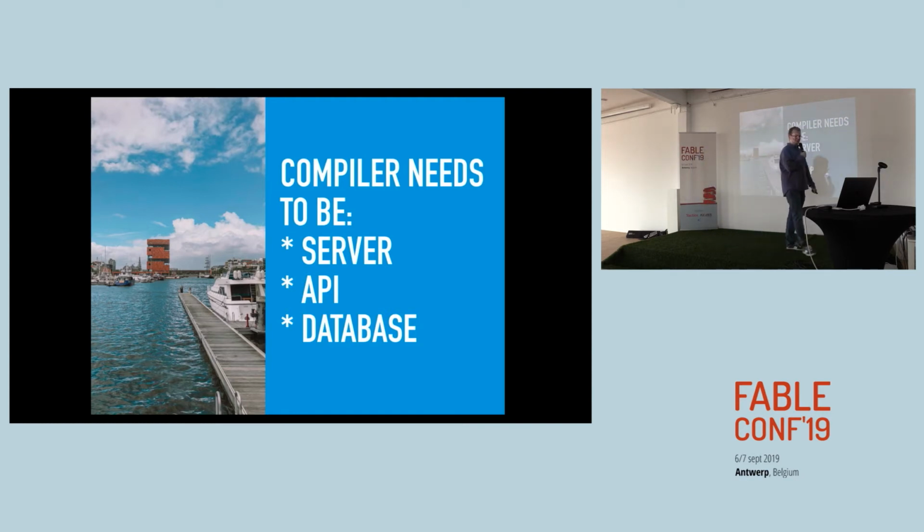I've stolen this slide from Phillip Carter, F# project manager, and he made this really great point. He said that a compiler nowadays needs to be a server, so a long-running process. It's not just something that you run and it's finished. It needs to be an API, so you need to be able to call it programmatically. You need to be able to call it from code. And it needs to be a database, so you need to be able to query the internal state of the compiler. Because it's a long-running process, it has some internal state. You need to be able to access that. You need to be able to use that information.